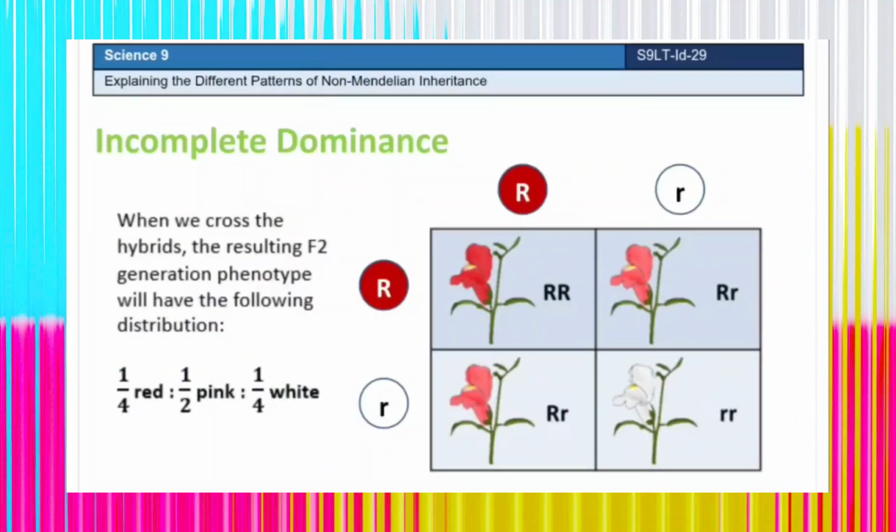When we cross the hybrids, the resulting F2 generation phenotype will have the following distribution. 1/4 red is to 1/2 pink is to 1/4 white. Note that this distribution is the same as the genotype distribution. 1/4 RR is to 1/2 Rr is to 1/4 rr.